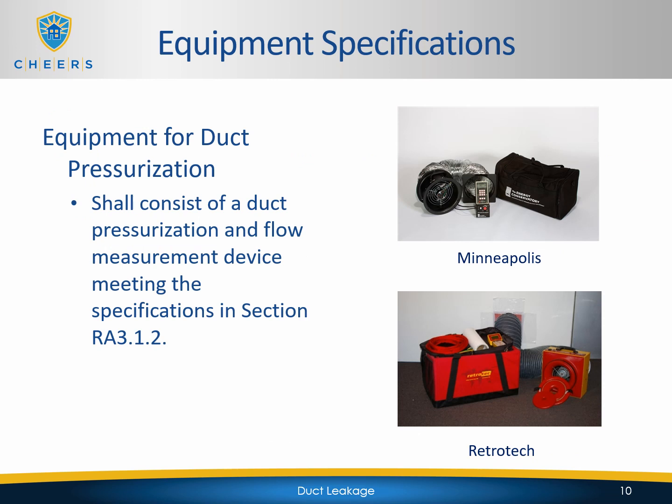The actual equipment for duct pressurization shall consist of a duct pressurization and flow measurement device meeting the specifications in section RA 3.1.2. On the right hand side, you'll see pictures of the 2 duct blasters available on the market right now. The top one is the Minneapolis, the bottom one is the Retrotec. And obviously there are the associated manometers that go along with those systems. Please keep in mind that with the Retrotec duct blaster, you are allowed to use Minneapolis manometers, but not the other way around.